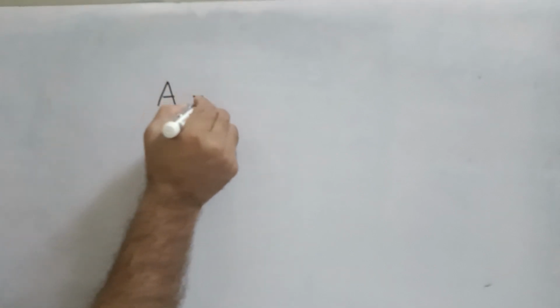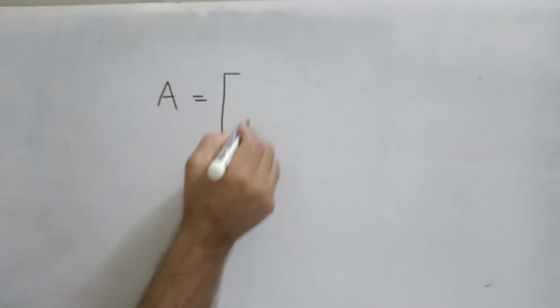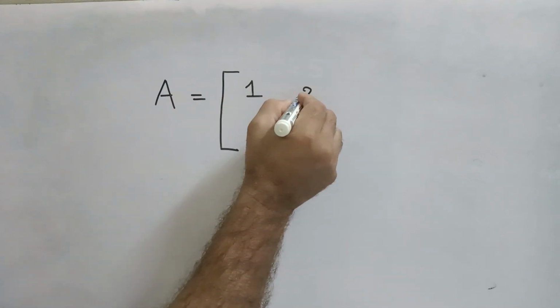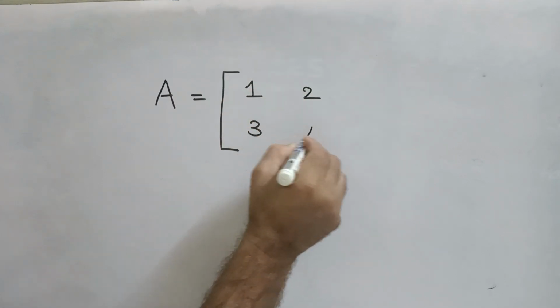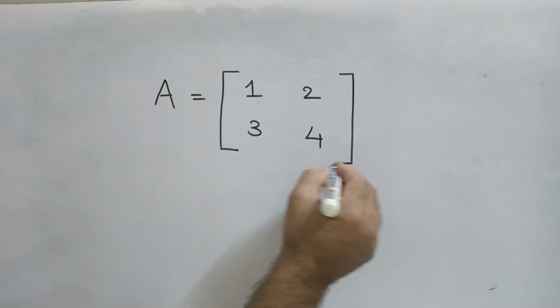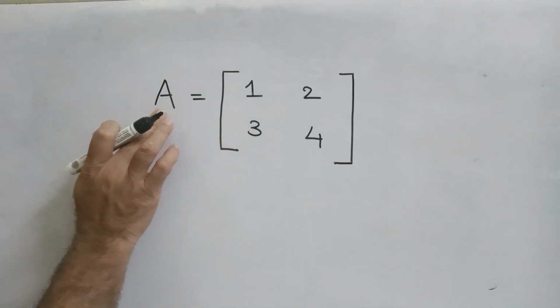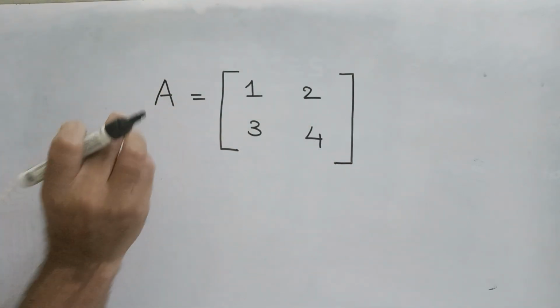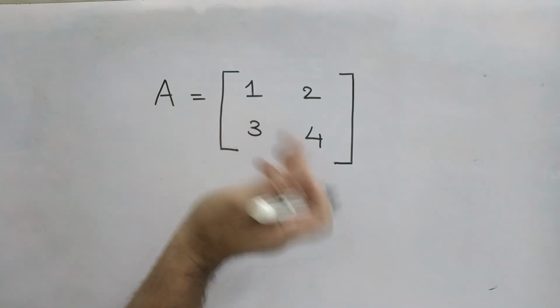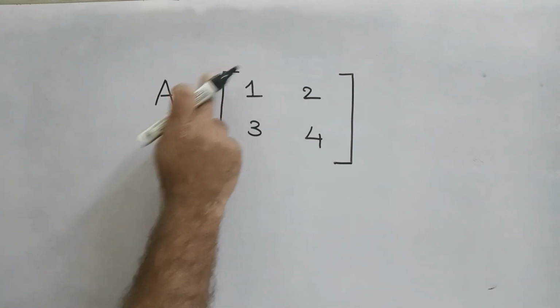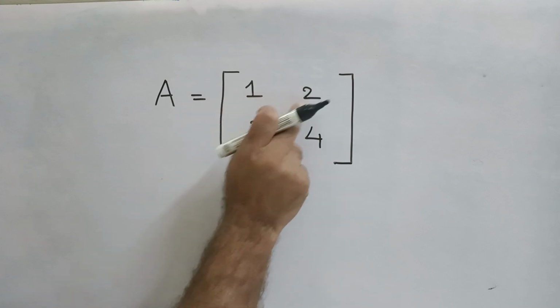So again I will write the same, just taking the same example. A is equal to, take a square bracket, 1 2 3 and then 4. Clear? So I am considering A as a certain number, and this particular number has different elements, as I indicated in the square bracket: 1 2 3 4.